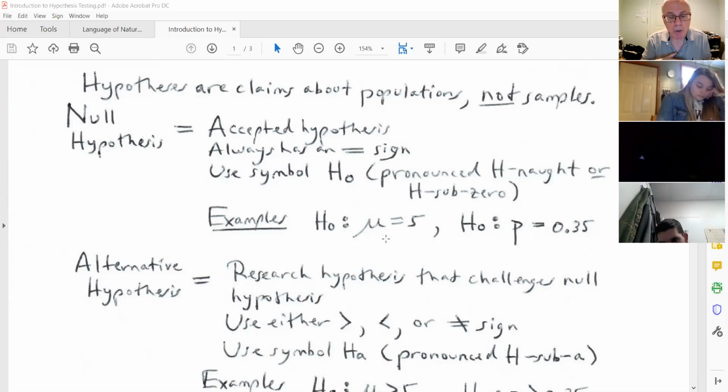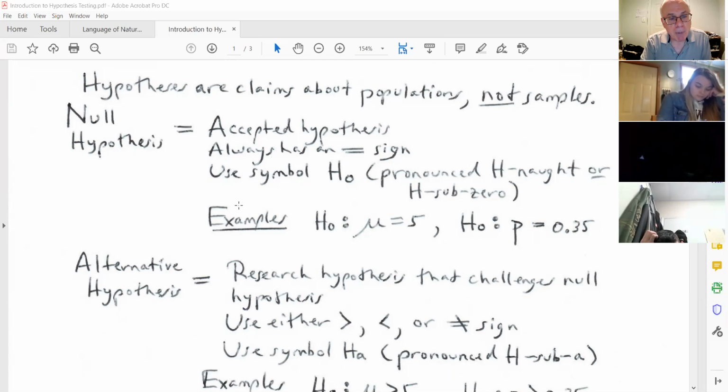Either it's different, which means it could be lower or higher, or it's either higher or it's lower. So this competing hypothesis that this researcher has come up with is called the alternative hypothesis. A hypothesis test basically has two hypotheses. It has the null hypothesis, which is sort of the accepted hypothesis. It is always expressed with an equal sign. So that's how we're going to talk about it.